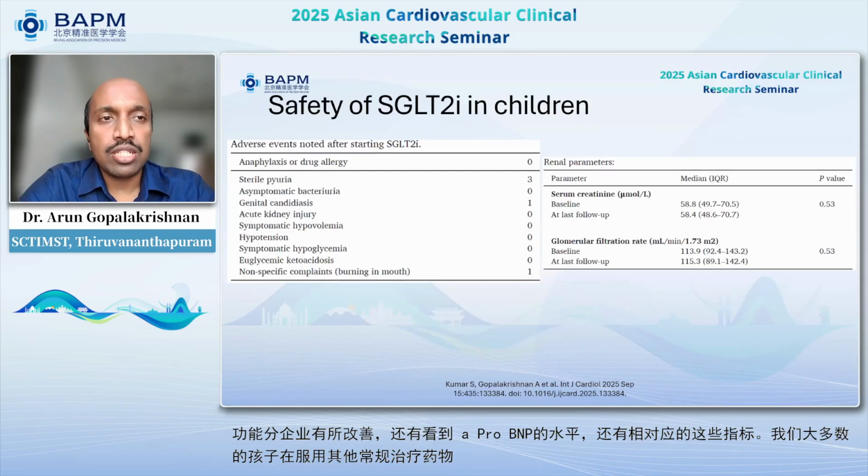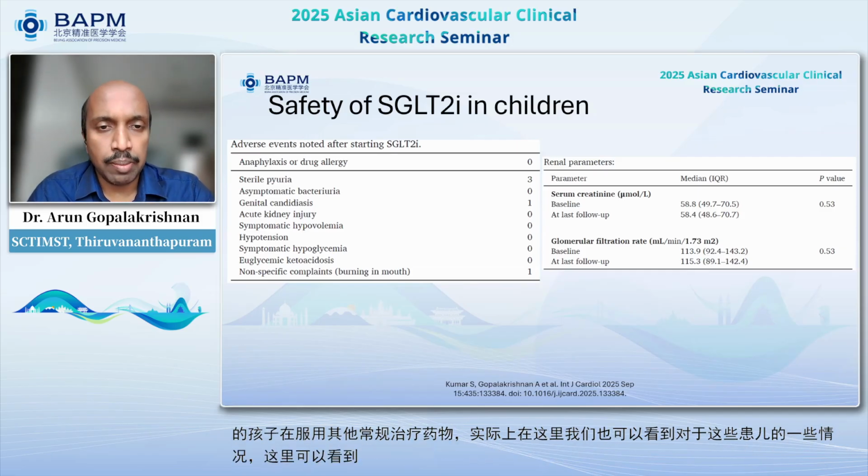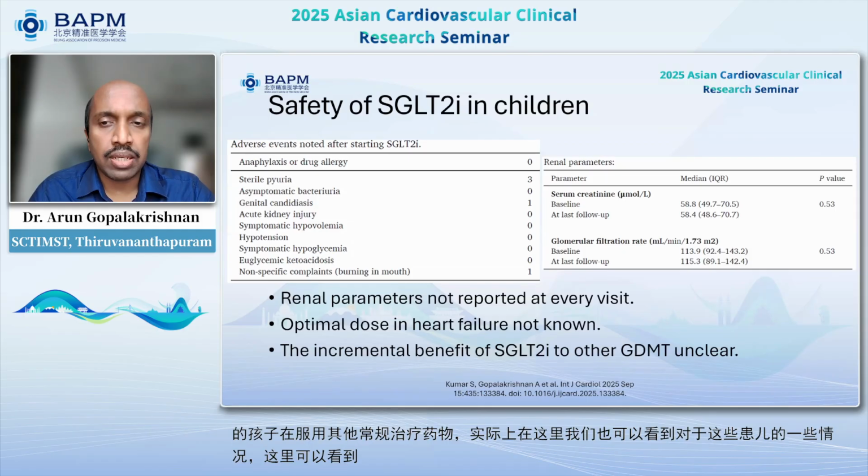This was the list of adverse events which we identified. Sterile pyuria was noted in 3 children. 1 child had genital candidiasis. There was no child with hypotension, and serum creatinine and GFR remained more or less similar. But at the same time, we must admit that renal parameters were not reported at every visit.